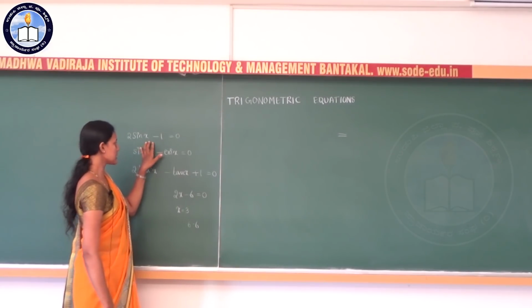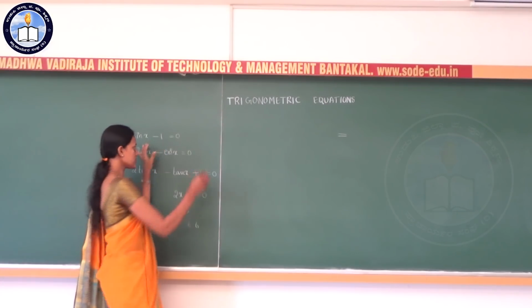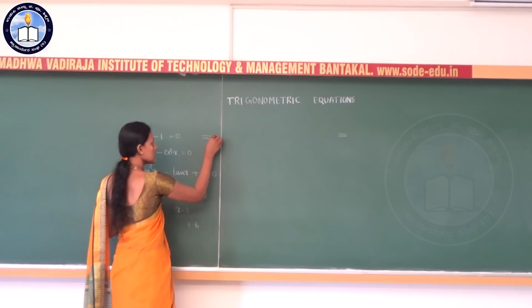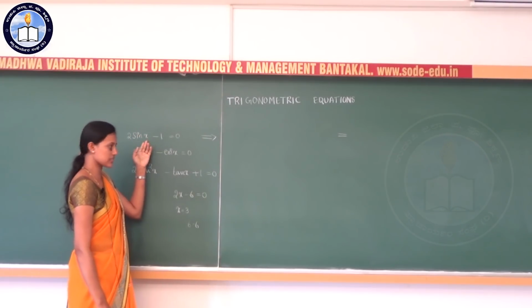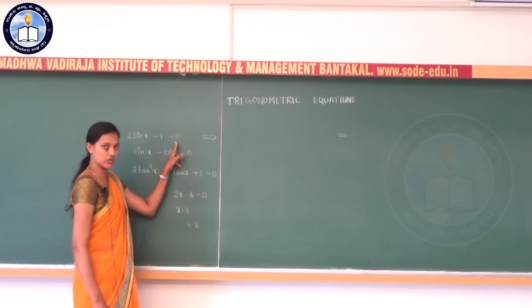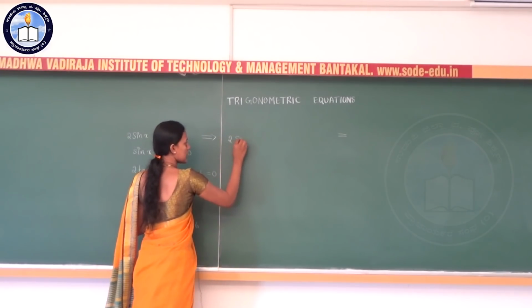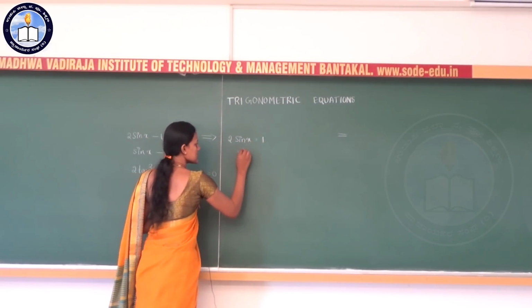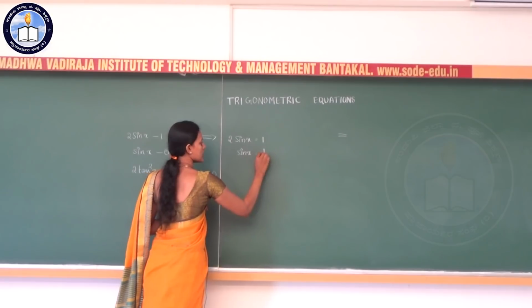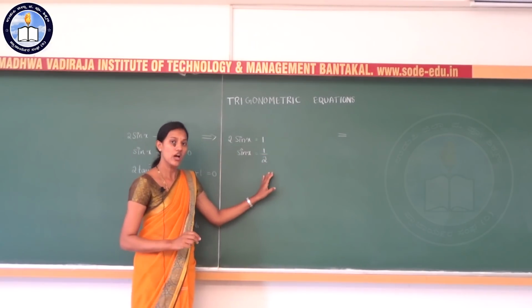Let us take the first example, 2 sin x minus 1 is equal to 0. To find the solution, let us rewrite this by taking minus 1 to the right hand side. So, 2 sin x is equal to 1. Hence, sin x is 1 by 2. Sin of x is equal to half.